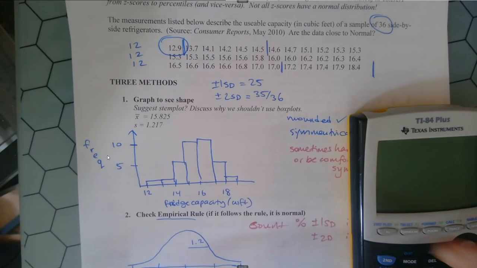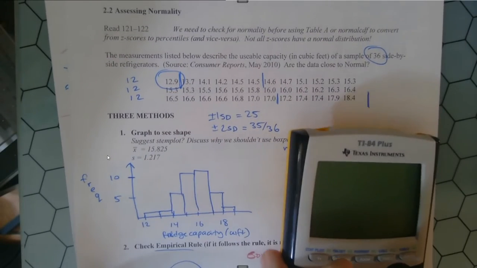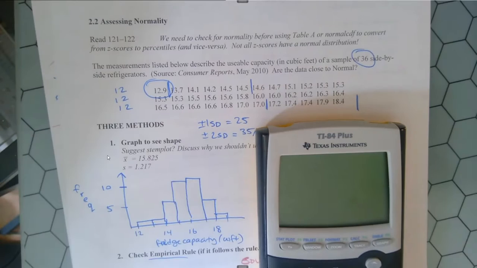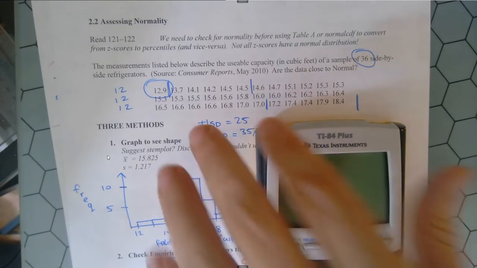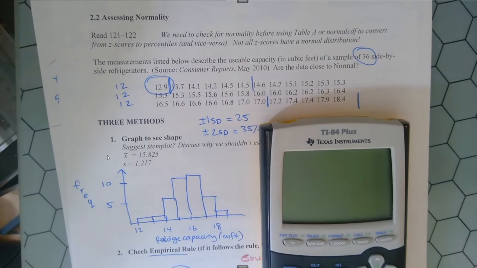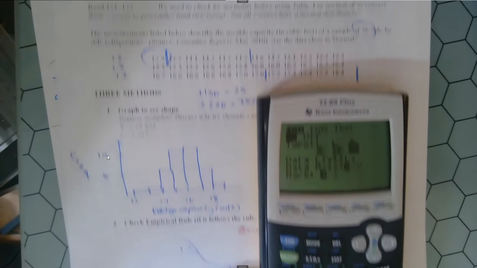All right, folks, I'm just going to go over this question where you are checking if something is normal or not. So is it a good time to use table A? Yes or no? So the idea is we're going to take these 36 numbers and put them in the calculator. Just a reminder, you're going to stat.